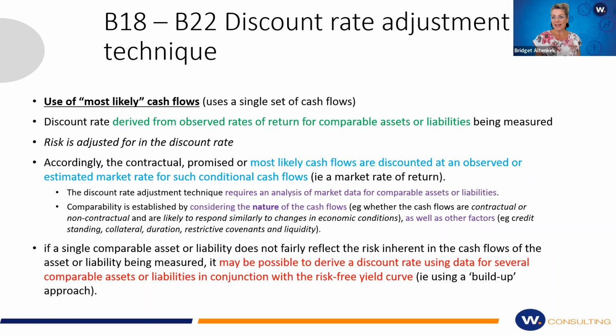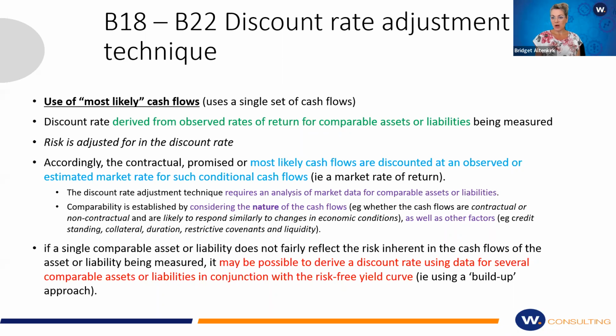This is also highlighting how IFRS 13 has given us a lot more guidance when it comes to doing a present value measurement in comparison to the other standards I have already spoken about today. So when you're looking at doing a present value technique in accordance with IFRS 13, you need to use the most likely cash flows. When we're looking in particular at the discount rate adjustment technique, the discount rate will be derived from observed rates, so in other words, market rates for similar assets or comparable assets or liabilities.